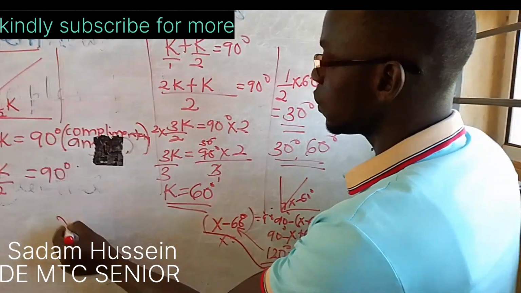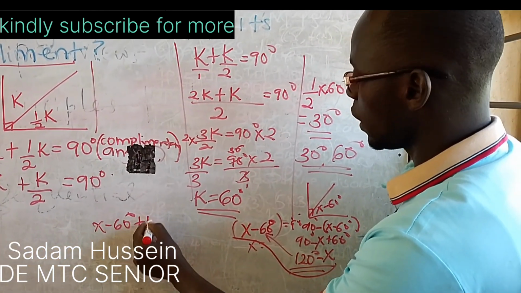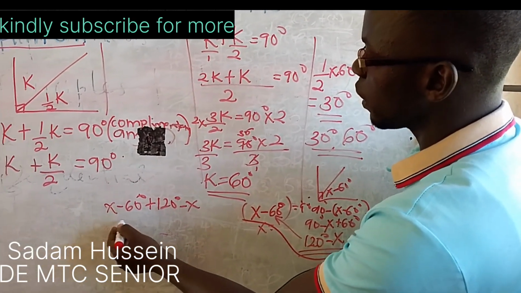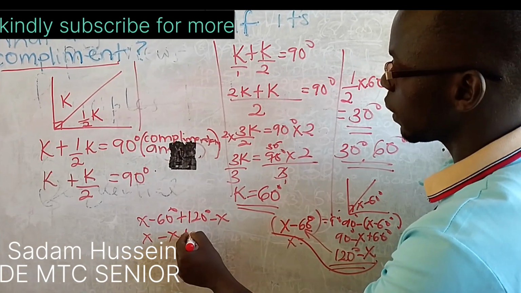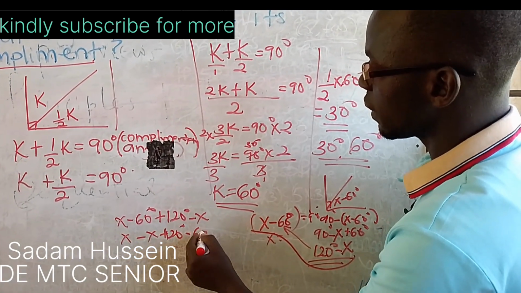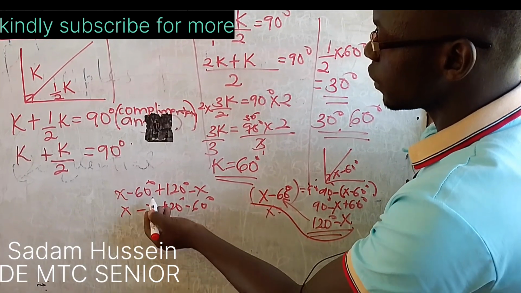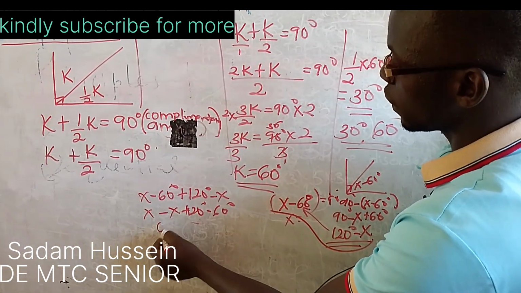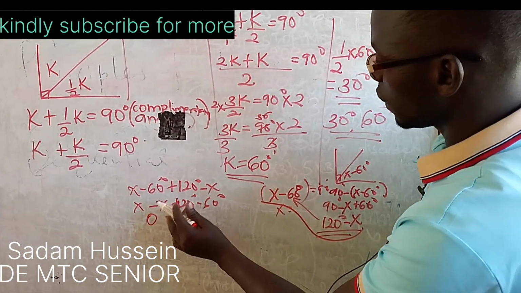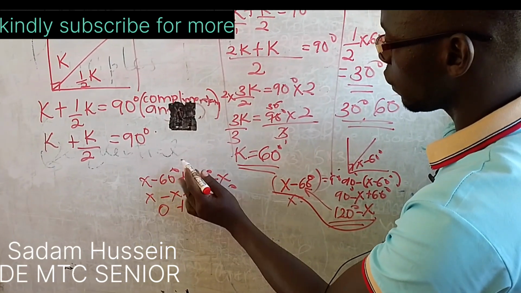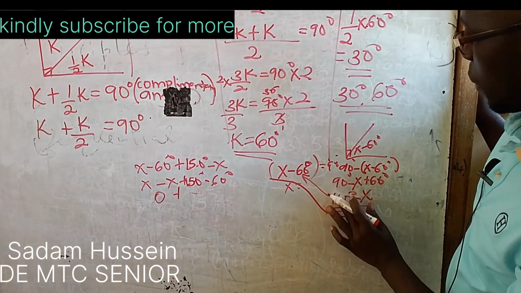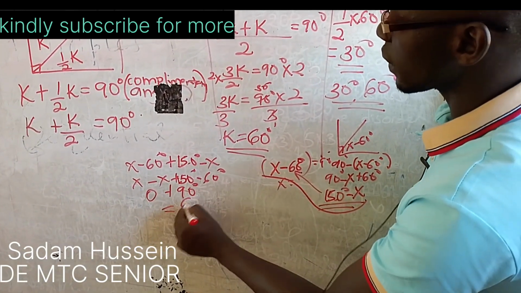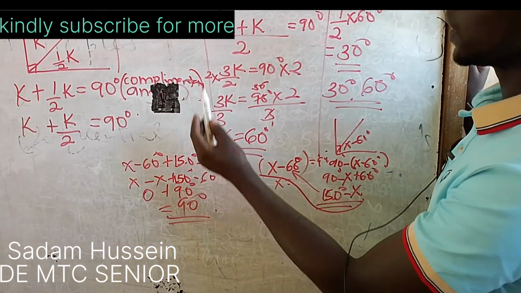You can try it out. You say X minus 60 degrees plus 150 degrees minus X. So when you collect like terms here, of course you will have X minus X plus 150 degrees minus 60. So what do you have here? You have this and this, which gives you 0, plus 150 minus 60, which is 90 degrees. So the answer is supposed to be 90 degrees because they are complementary angles.